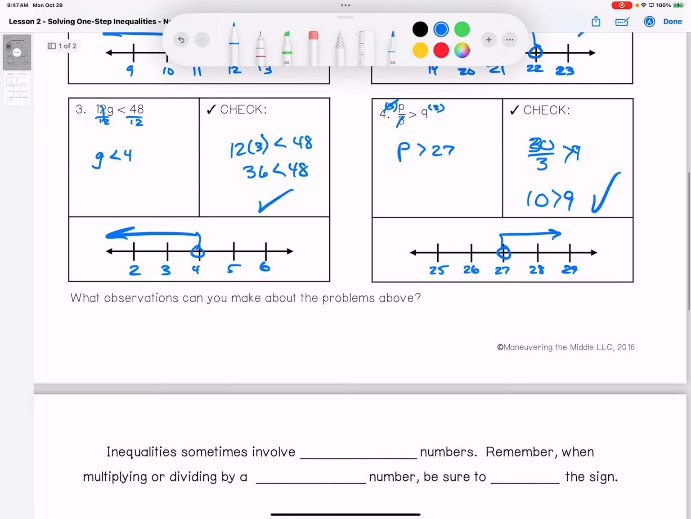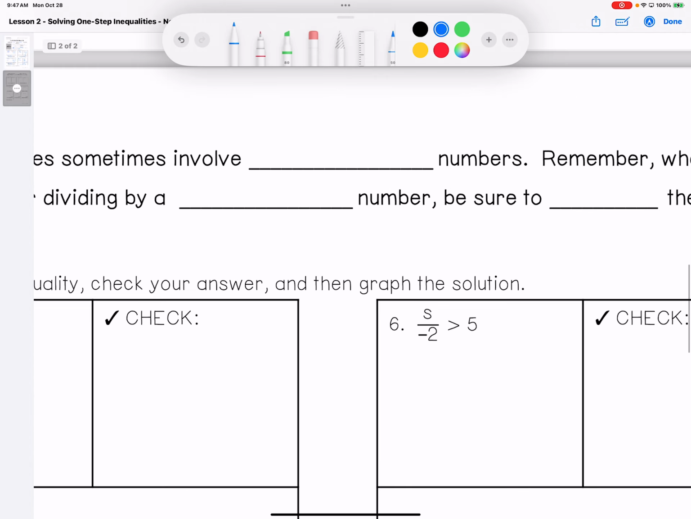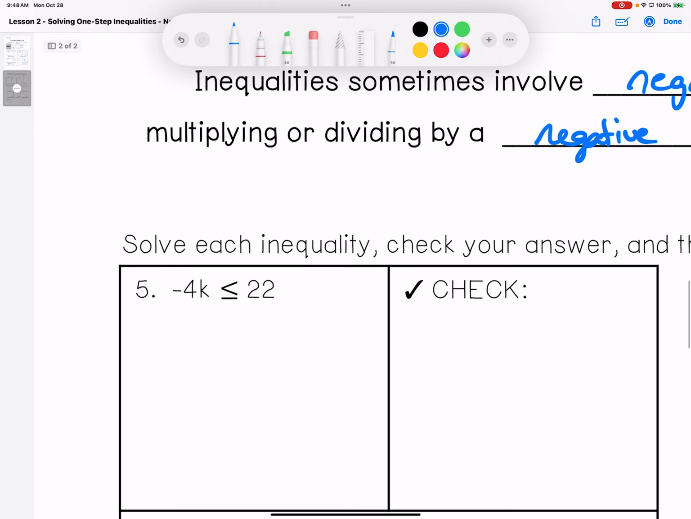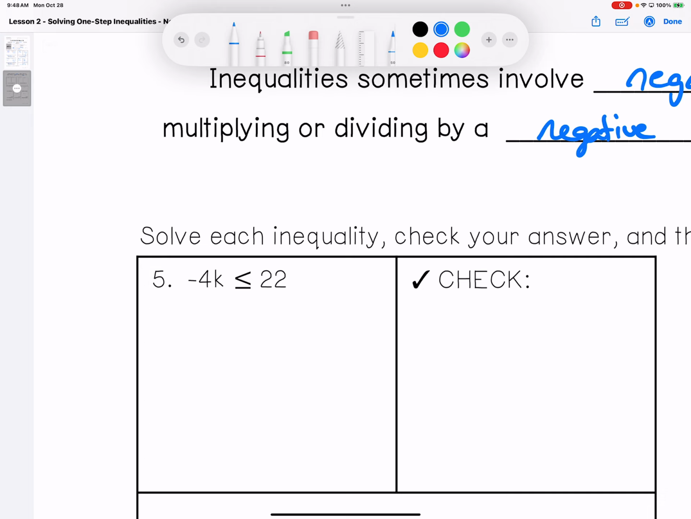Inequalities, back page. Inequalities sometimes involve the dreaded negative numbers. Remember, when multiplying or dividing by a negative number, we do have to flip, or if your mind likes the word switch better, you can use the word switch, flip or switch the sign. All right, so let's put that into practice.